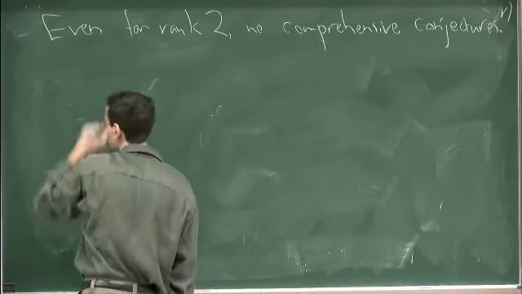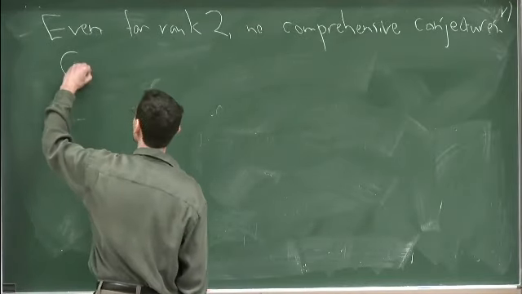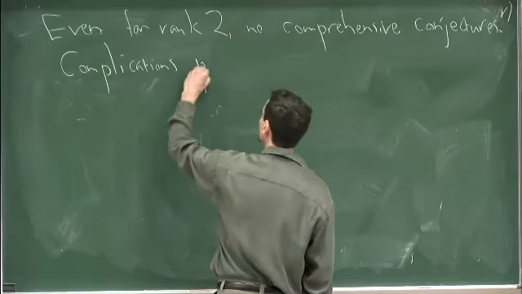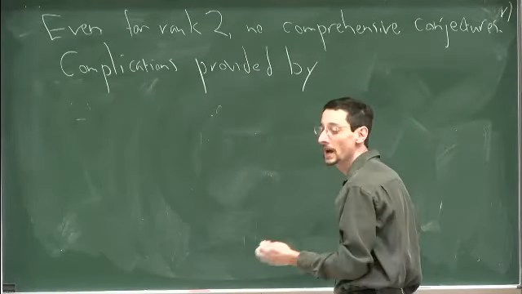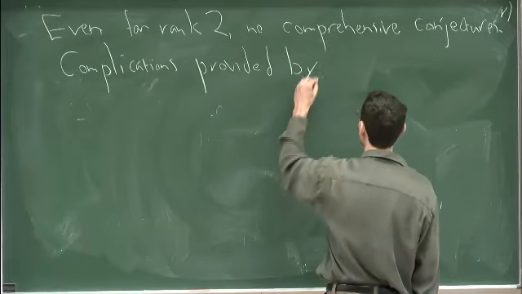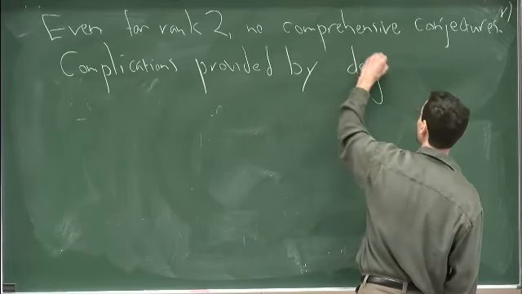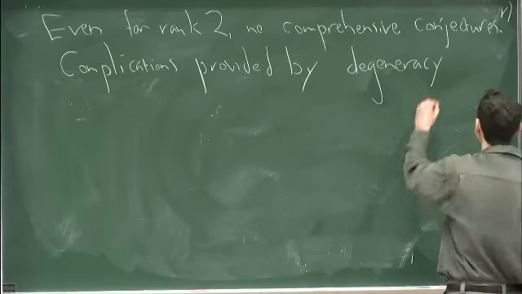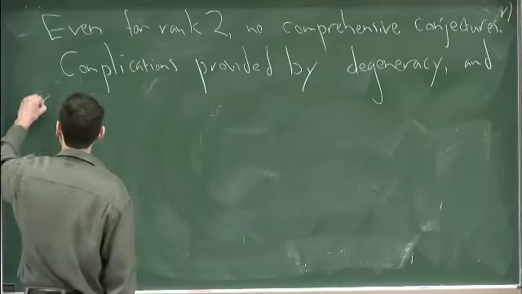So let me describe 2 of the things that complicate the situation. Maybe I'll break it up into 2 categories. One of them is, I'll say, degeneracy, and I'll explain what I mean by that in a minute, although I want to leave it deliberately vague. And another one is special determinants.